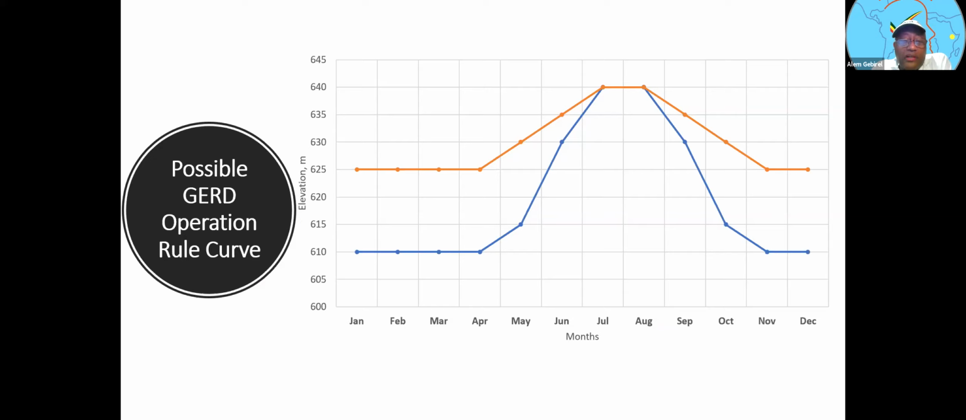This is a possible GERD operation rule curve. You start January, February, March at 610 or 625. And when the onset of the rainy season comes, you gradually increase and build up to 640, depending on whether we have enough flow. Then, due to power operation or downstream release, the reservoir level declines again until December. This is a hypothetical rule curve that might be applied depending on the operation of the reservoir. It doesn't necessarily have to be like this, but it will bounce up and down along either the blue line or the orange line curve. Let's go to the next slide.